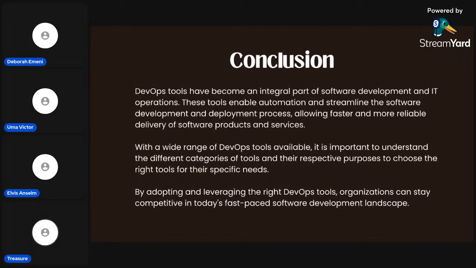Anyways, we've come to the conclusion of everything. Throughout this, we've discovered that DevOps tools have become an integral part of software development and IT operations. These tools enable automation and streamline the development and deployment process, allowing faster and more reliable delivery of software products and services. With the wide range of DevOps tools available, it is important to understand the different categories of tools and their respective purposes to choose the right tool for a specific need.